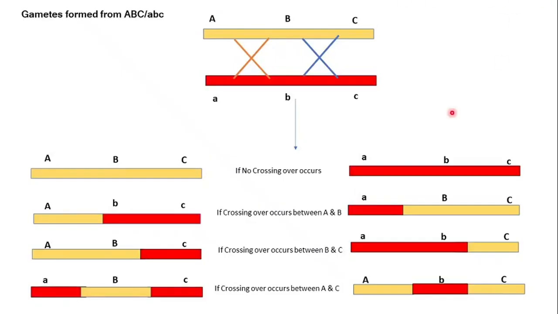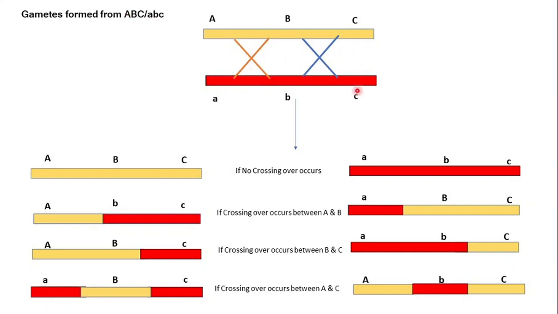Coming to the gametes formed from the trihybrid: capital A, capital B, capital C bar, small a, small b, small c. This bar indicates these genes are linked.